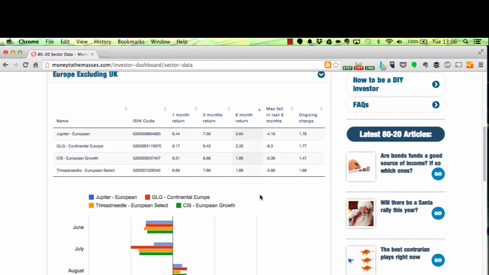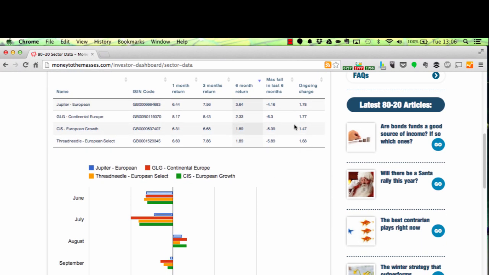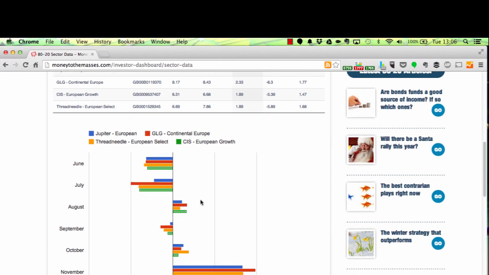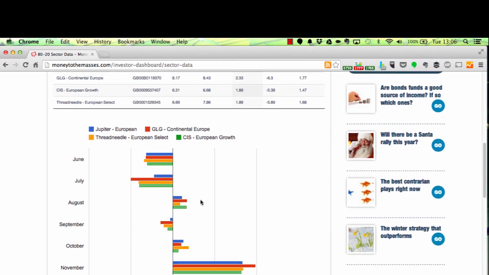And one of the next things to look at is the ongoing charge. I'd look at this and think, yeah, Jupiter European is actually a bit more expensive. Don't forget these performance figures are net of charges. Two funds, say the CIS European Growth, you can see it's a lot cheaper, and you may be swayed that the CIS European Growth is on a par with the Jupiter European Fund, and you might choose between the two, whichever is important to you.